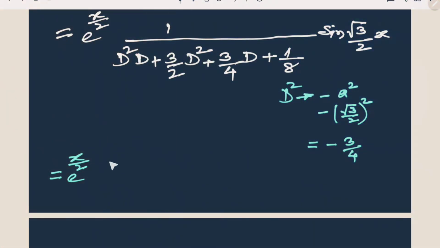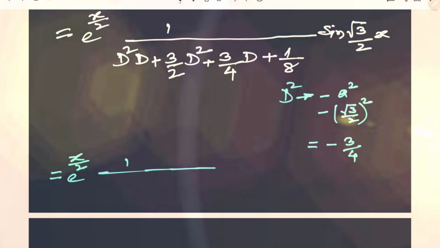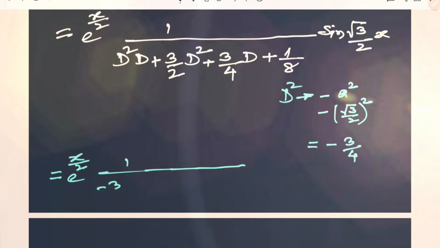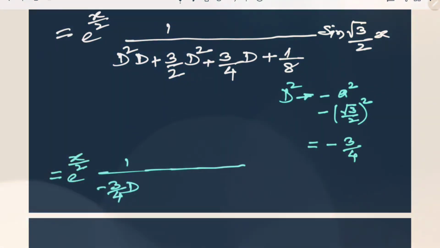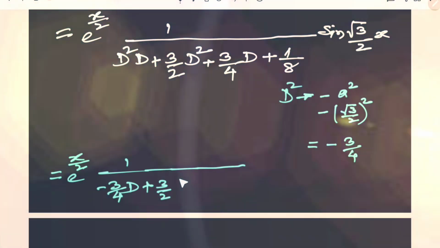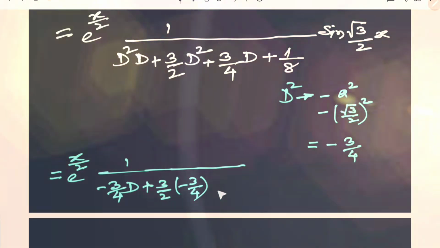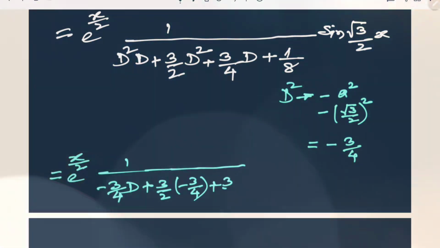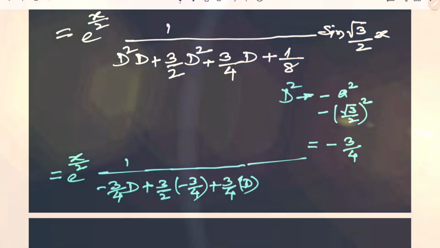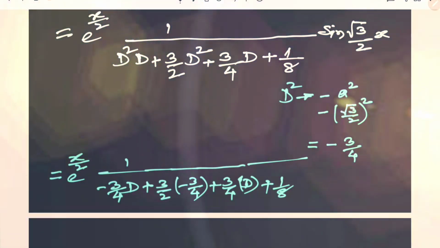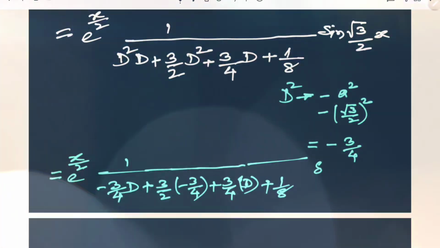We get e raised to x by 2, 1 upon minus 3 by 4 times D plus 3 by 2 multiplied by minus 3 by 4 plus 3 by 4 times D, that term we keep as it is, and plus 1 by 8. Further, we have to simplify it.